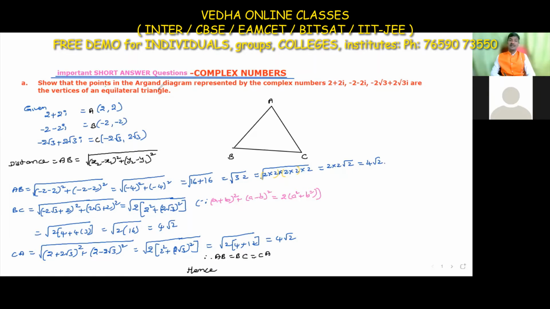It is an equilateral triangle. The given points are vertices of an equilateral triangle. Hence, the given points are the vertices of an equilateral triangle.